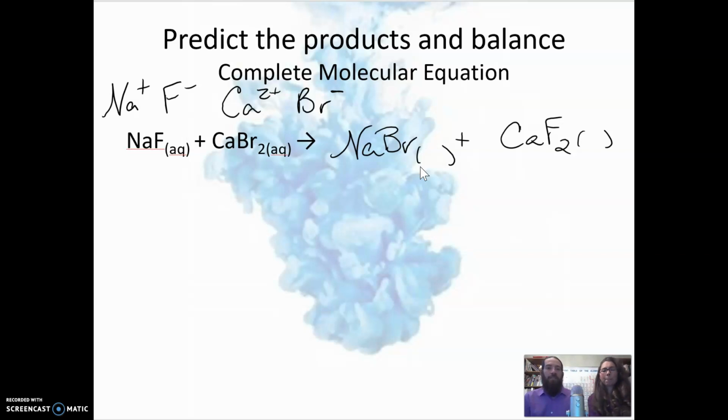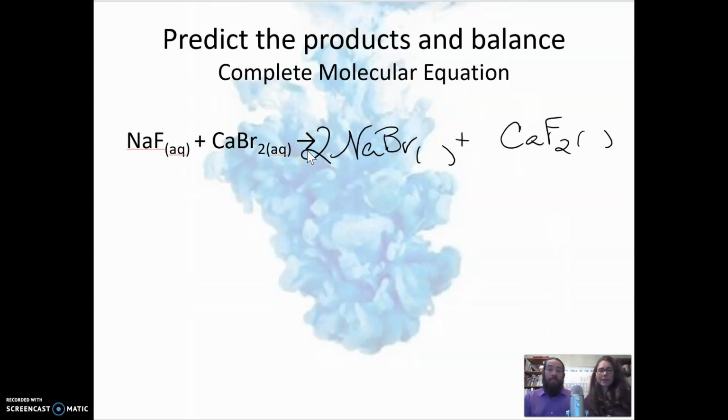Now I'm going to erase those little ions up there or line them out. We're done with those. That's not part of our answer. It was just to help us. Let's balance. I've got 2 bromines on the left, only 1 on the right. And look what I did.